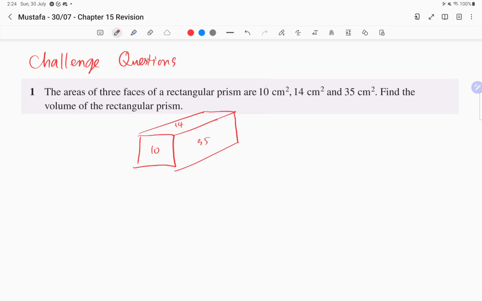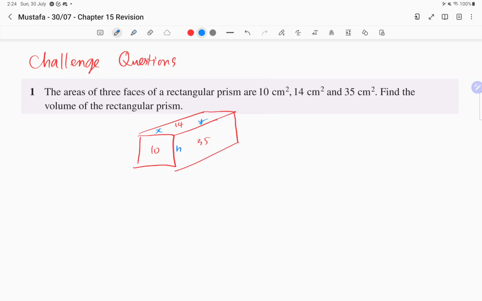So the square would be... They have to be able to identify what these dimensions are. What's the length, width, and the height? You have to do a bit of reasoning.